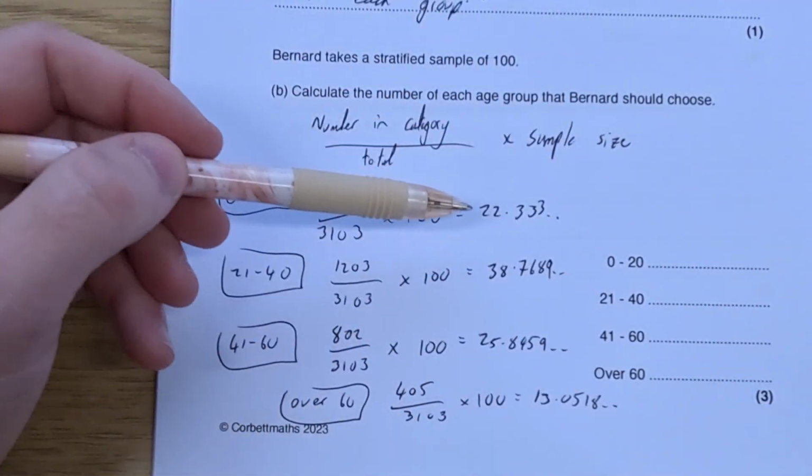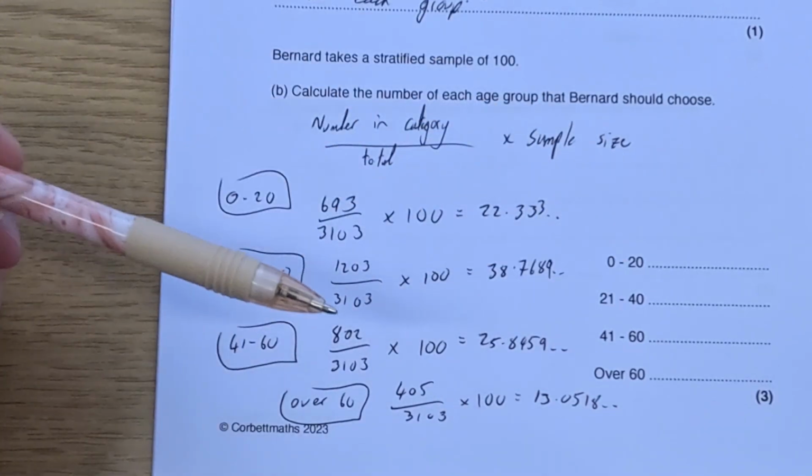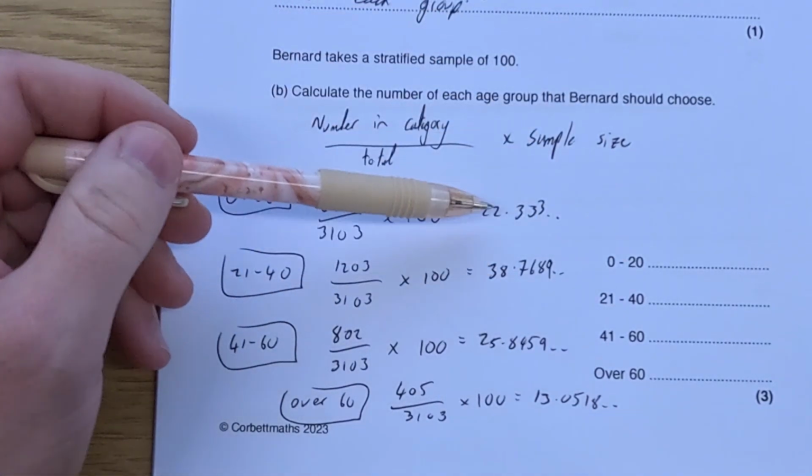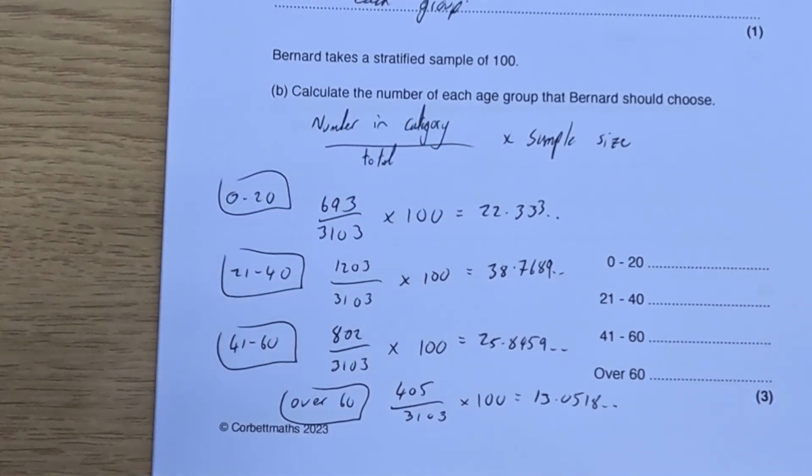So we've now worked each of these out. Now we need to choose how many people should be in each category. Now, we need to be careful here. If we round these numbers, you might find that they don't add up to the 100.